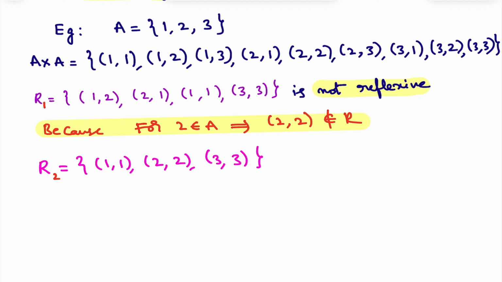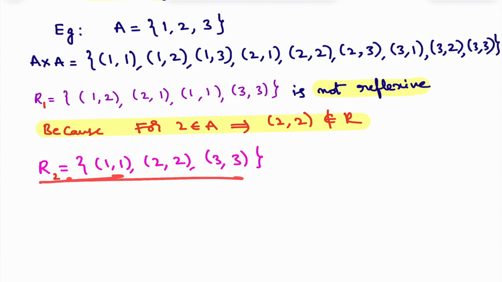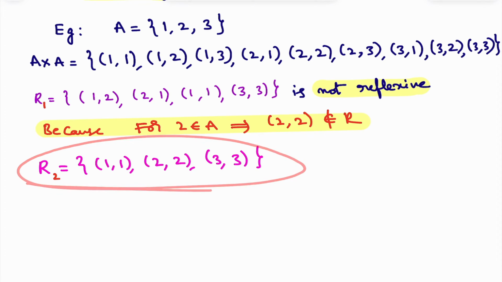You observe, it is a relation on A. We say R is a relation on A when R is a subset of A cross A. 1 comma 1 is there in A cross A? Yes. 2 comma 2 is there in A cross A? Yes. 3 comma 3 is there in A cross A? Yes. So this is a subset of A cross A. So the first point is, it is a relation on A. Now, is this relation reflexive?